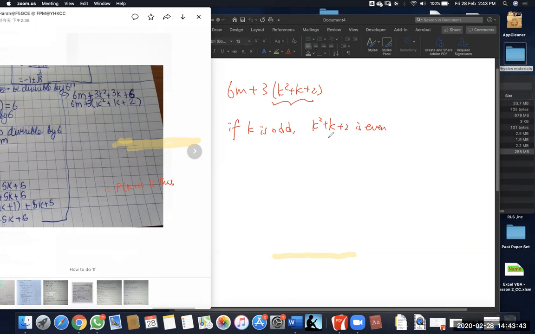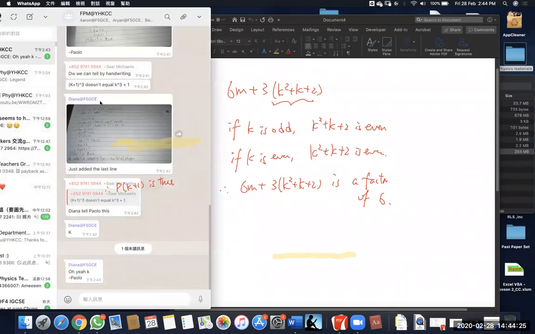You don't need to write it in so much detail. And then if k is even, then k squared plus k plus 2 is also even. And then you say that therefore 6m plus 3, this one, has a factor of 2, well, has a factor of 6. What does it mean by, oh yeah, k? That was to me. Don't worry about that.